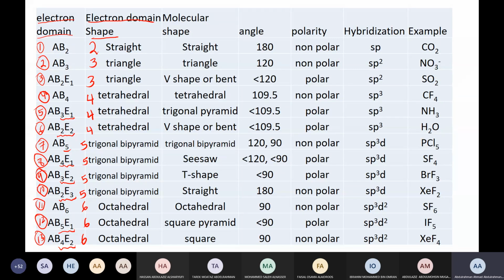If there are all atoms, we can see it as it is. So the straight or linear, it will be the same name. When you go to AB3, there is no E, then we will see a triangle, trigonal planar. When you go to AB2, E1, this one, all right, then trigonal planar or triangle is the electron domain shape. But the problem is, E we cannot see.